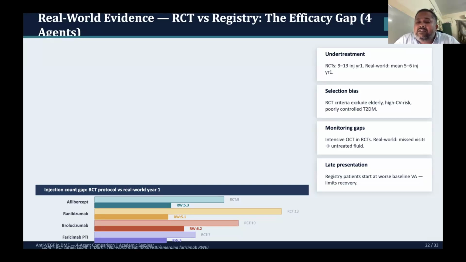Again, for the randomized clinical trials, we exclude elderly, high cardiovascular risk, poorly controlled type 2 DM, and there are monitoring gaps. Intensive OCTs are done in the randomized clinical trials. In the real world, there are missed visits, so they're not regular OCTs, so there's untreated fluid. And many of these patients, based on the registry, might start at a worse baseline visual acuity. So there's a late presentation that limits recovery. So the real world and the randomized clinical trials have to be rationalized and compared properly.